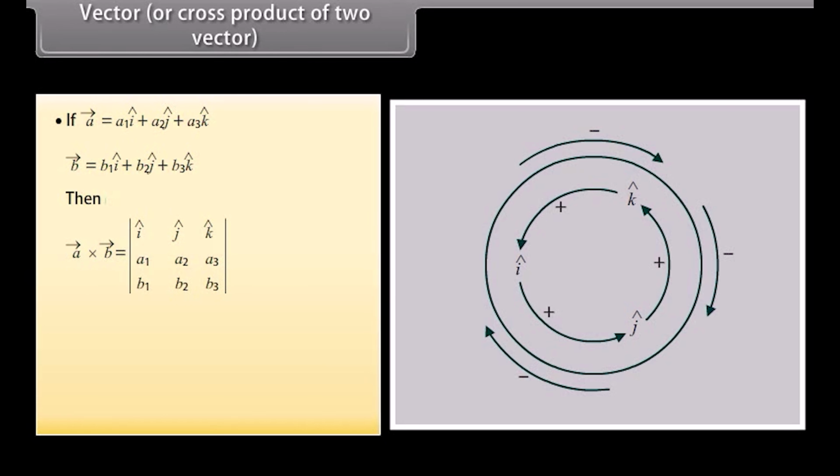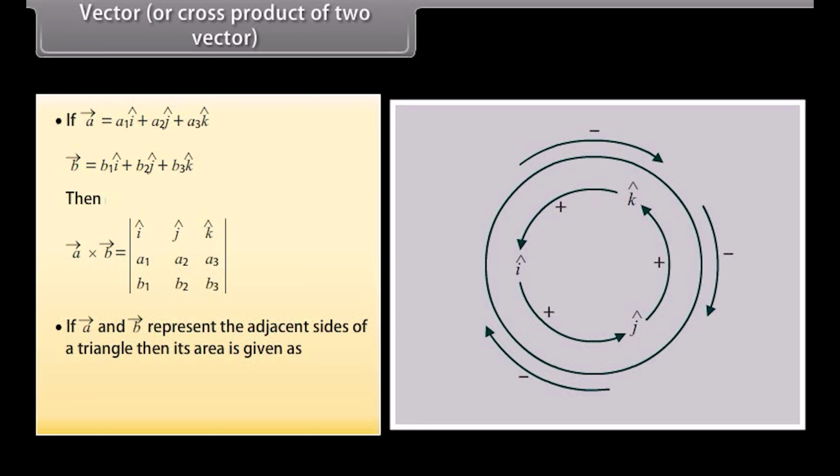to the determinant of row-wise: first row i cap, j cap, k cap; second row A1, A2, A3; third row B1, B2, B3. If vectors A and B represent the adjacent sides of a triangle, then its area is given as 1 upon 2 into the magnitude of the vector product of A and B.